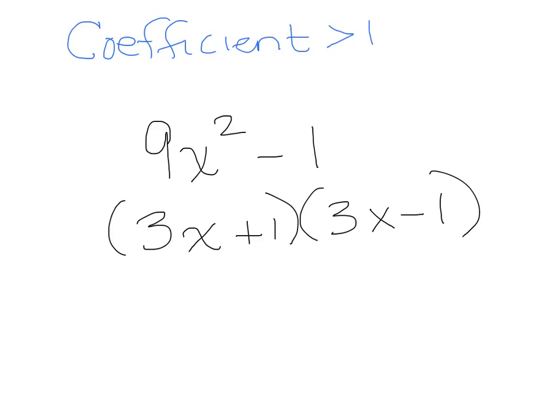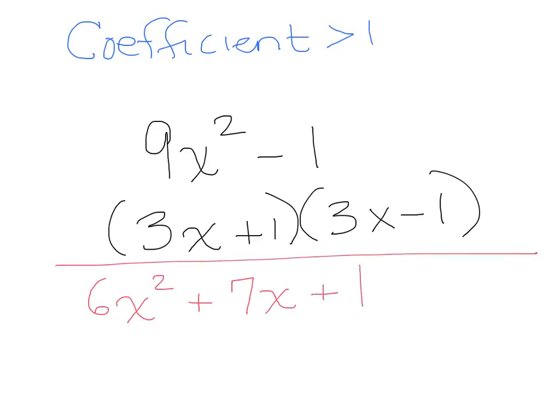You can also see a coefficient greater than 1 in a general trinomial. So say you had something like 6x squared plus 7x plus 1. Okay, so new question. We draw a line there. And once you factor this, you say, oh, I don't know what to do with the 6, that's going to bother me. And I agree, the 6 is a little bit of trouble.